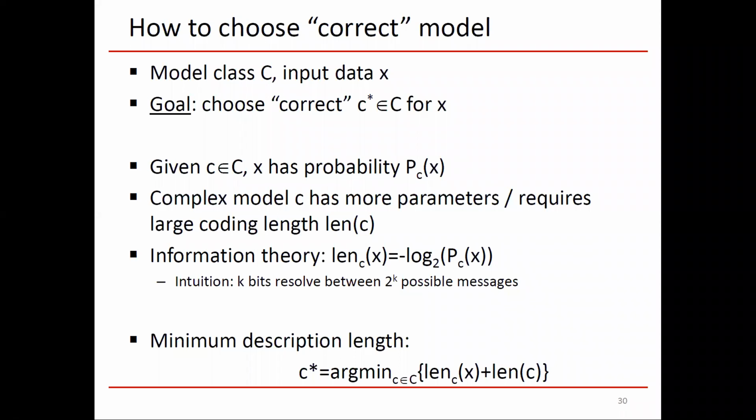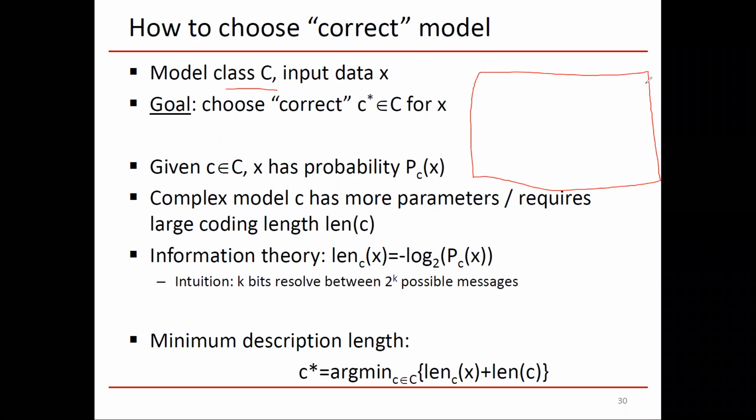Correct in quotation marks, meaning the best one within some class of models subject to some reasonable criteria. So we're going to begin with a model class capital C, okay? Capital C is not necessarily 5 models, but it could be a parametric class of models.